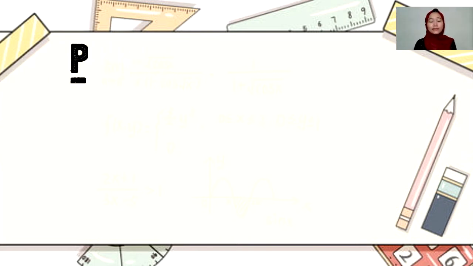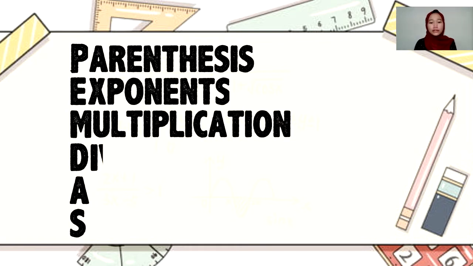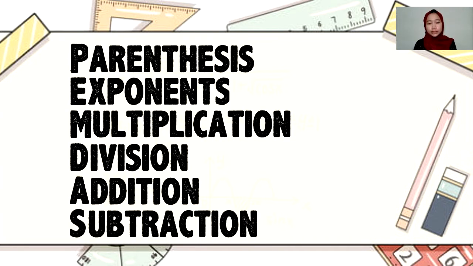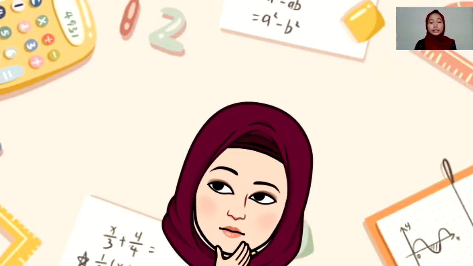PEMDAS is an acronym for the words parentheses, exponents, multiplication, division, addition, subtraction. Given two or more operations in a single expression, the order of the letters in PEMDAS tells you what to calculate first, second, third, and so on. If there are grouping symbols in the expression, PEMDAS tells you to calculate within the grouping symbols first.